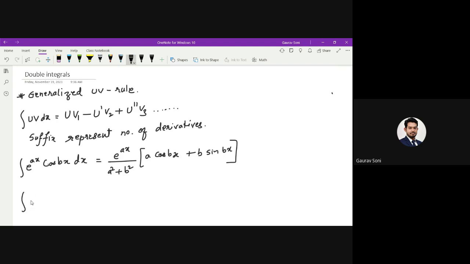Integration e to the power ax sine of bx dx is equal to e to the power ax upon a square plus b square into a sine bx minus b cos bx, plus c. Exactly. The plus c part is there, of course. Fine.